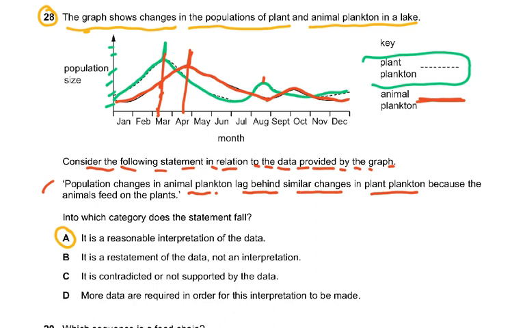Into which category does the statement fall? It is a reasonable interpretation of the data. It is a restatement of the data, not an interpretation. It is contradicted or not supported by the data. More data are required in order for this interpretation to be made. No, it's a reasonable interpretation. You can see the population size increasing. First, the plant population increases and then the animal population increases. So there is a sort of correlation.